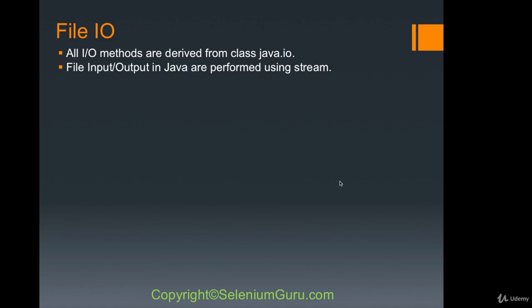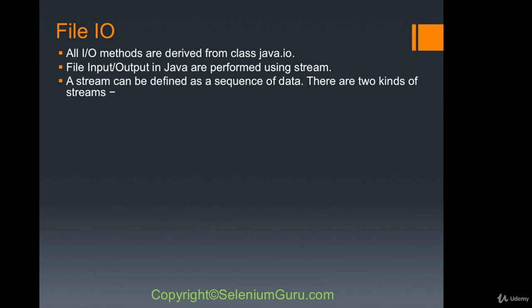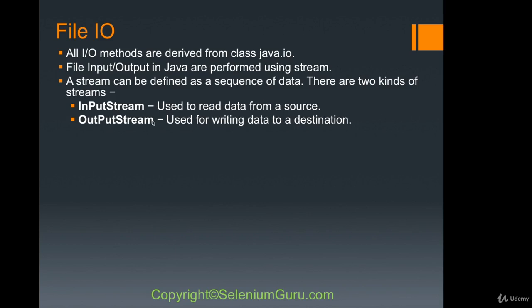File input output in Java are performed using streams. Basically, in Java you use the file input output actions using streams. Okay, a stream can be defined as a sequence of data. There are two kinds of stream. One, input stream, which is used to read data from a source. The output stream you use for writing data to a destination. So in Java, basically you use stream in order to access the file or write the file and so on.